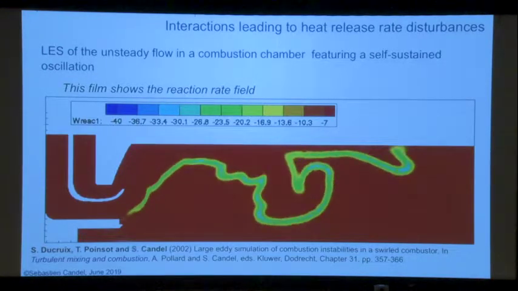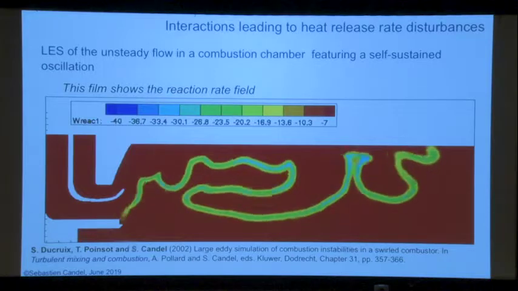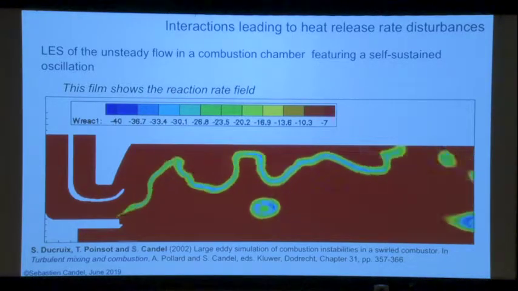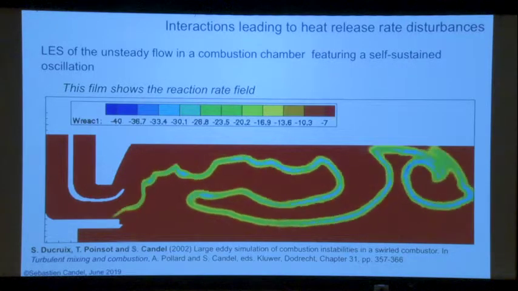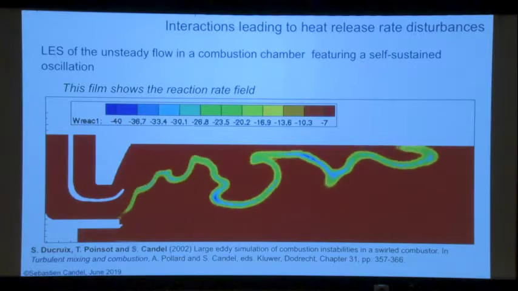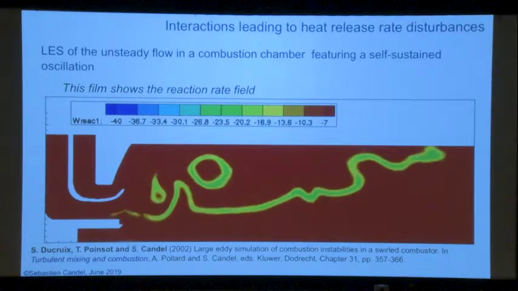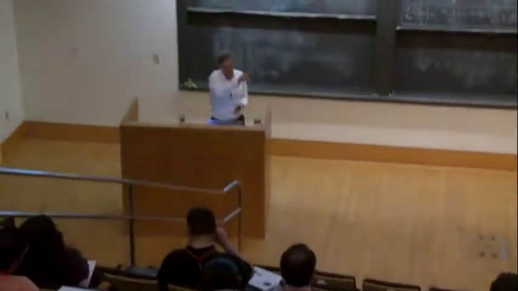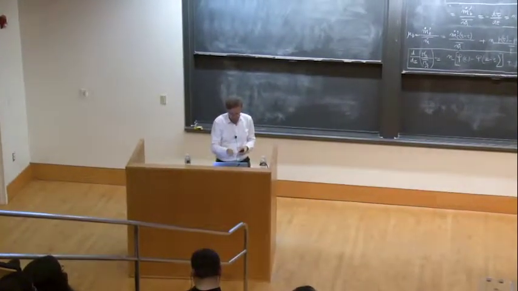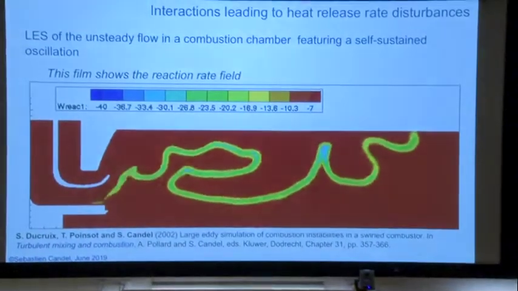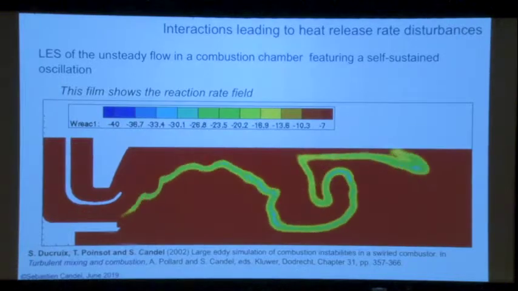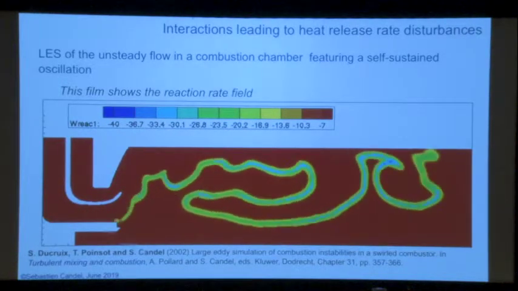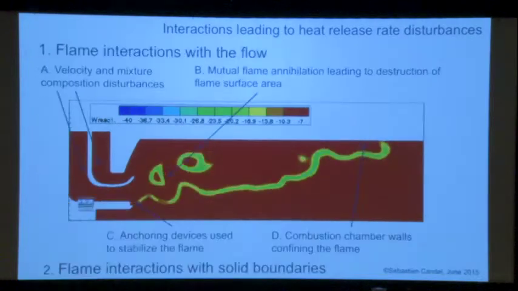When you separate a pocket of reactants and then this pocket is burning, this will produce a pulse of pressure. We've seen that using the wave equation: when you have a very strong heat release rate pulse, then it will produce a pressure pulse. So the mechanism is apparent here. There is a pocket being formed here and burning, and this will produce a pressure fluctuation. So we want to study situations of that kind.